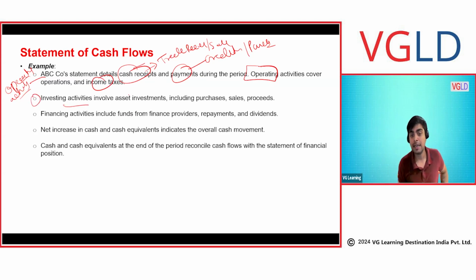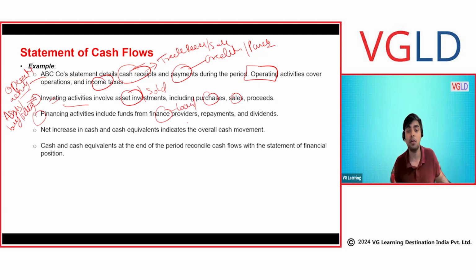If you have bought or sold an asset, in this case, this will come under investing. So buying or selling assets will come here. Taking loan money or paying loan money would come under the financing activity.